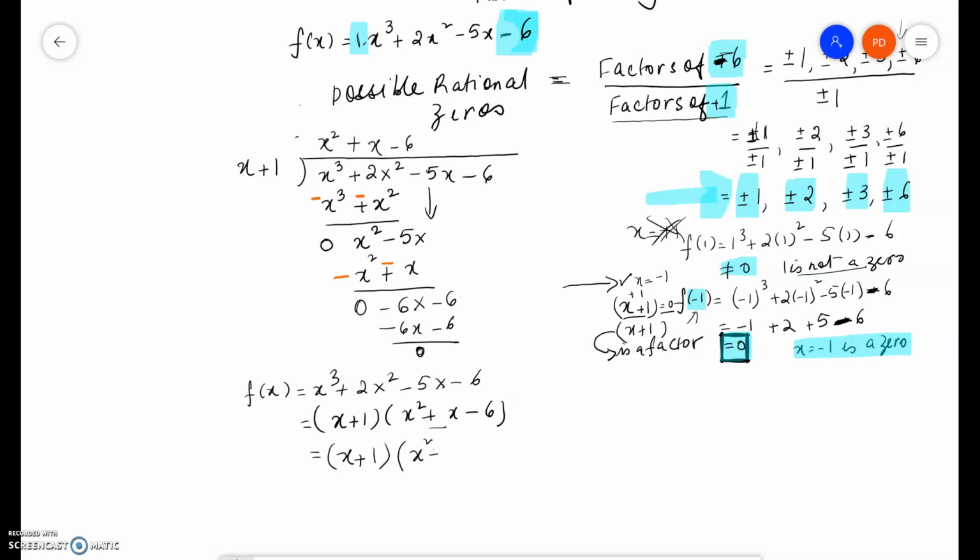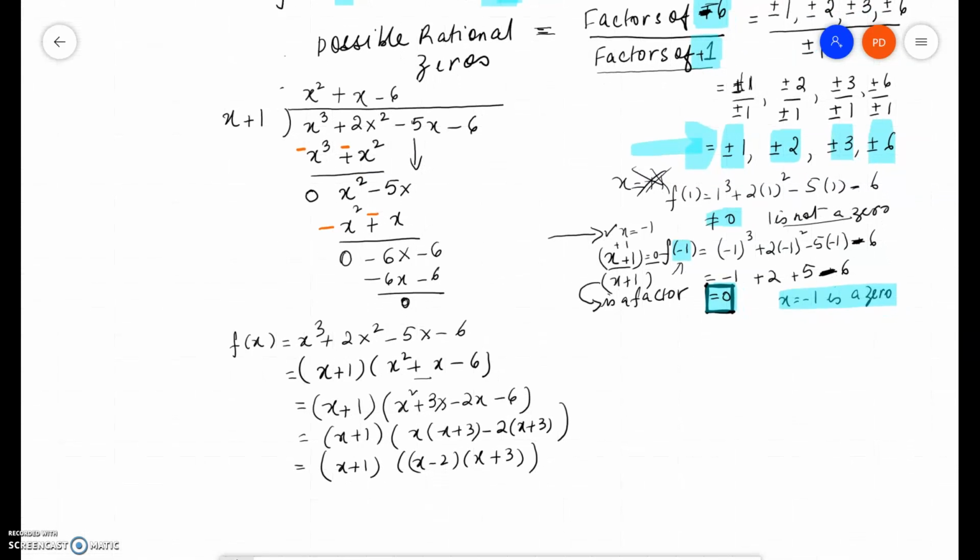So x squared plus 3x minus 2x minus 6 should work. So that's x times x plus 3 minus 2 times x plus 3, which is equal to x minus 2 times x plus 3. So now we have all the factors, and we've got the expression completely factored, with f of x equal to x plus 1 times x minus 2 times x plus 3.